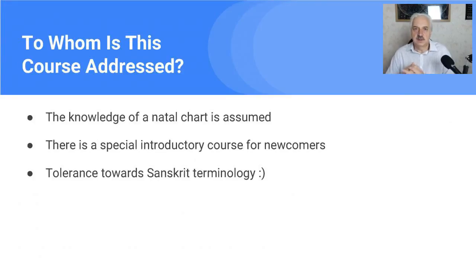To whom is this course addressed? Well, you're supposed to be a kind of already knowledgeable person about the natal chart. If you know what the natal chart is, houses, planets, signs, Western chart, the ascendant, you're fine. You have enough knowledge to do this course. Because when it explains, for example, how to create your Vedic natal chart, it tells you to take your Western chart and just subtract Ayanamsha and do this, do that. So it's already expected that you know the natal chart.